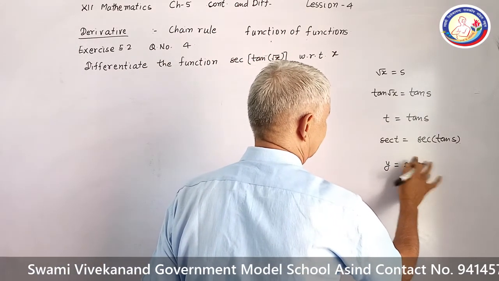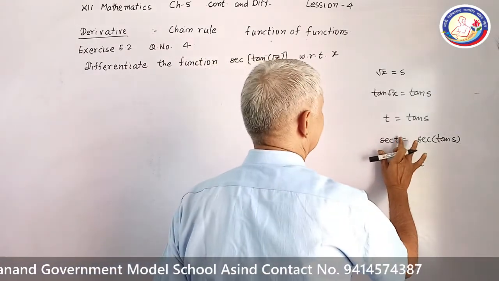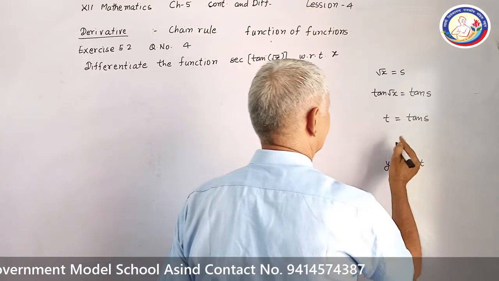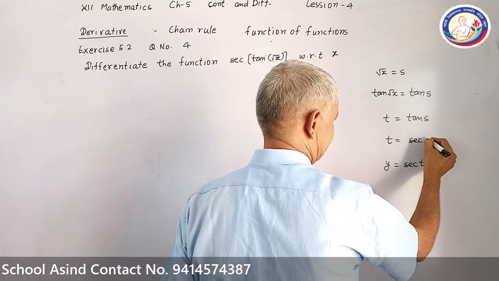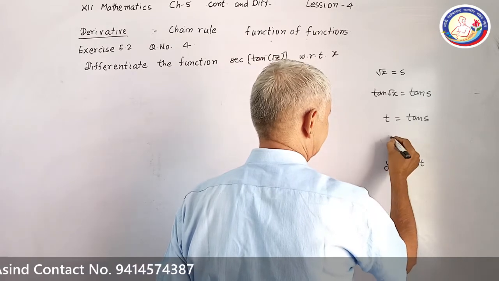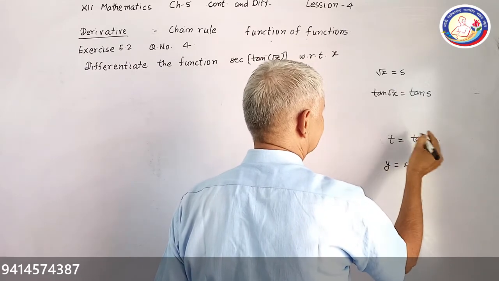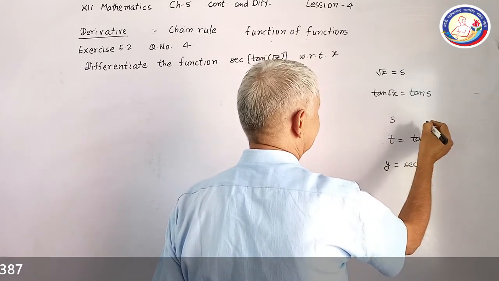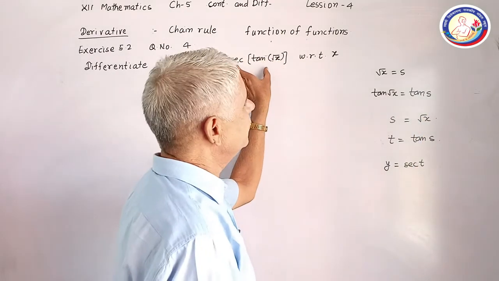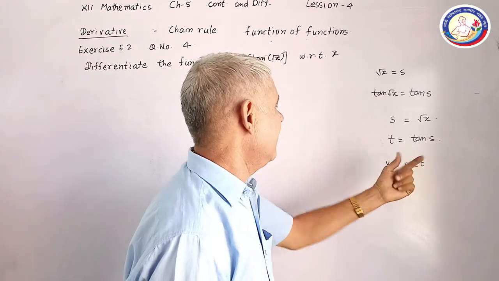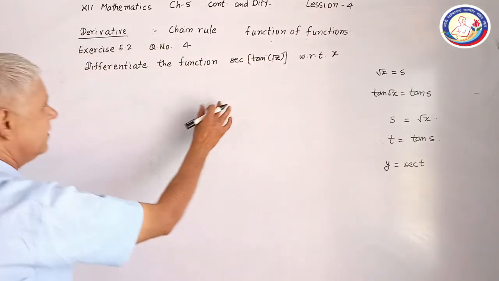Now I am arranging it again. y equal to sec t, then t is equal to tangent s. And what is s? It is s equal to root x. So this function is a composite of three functions, and we will find the derivative of these three respectively. Let us start.